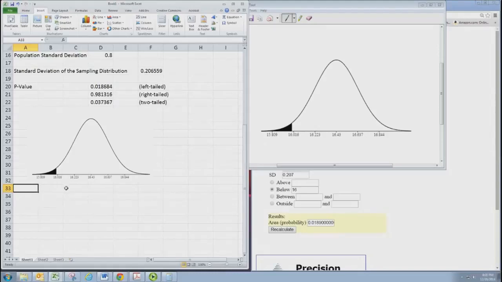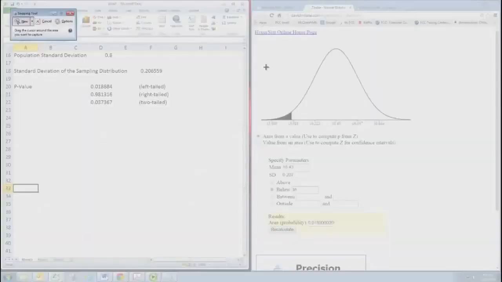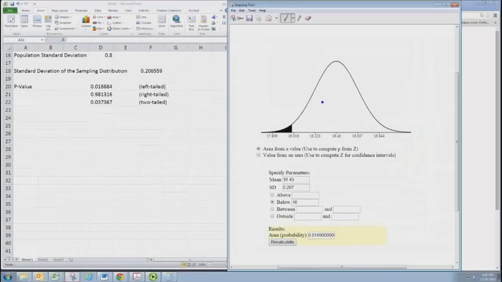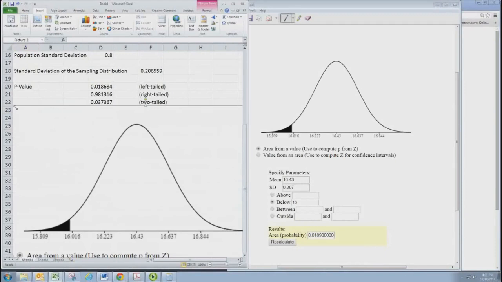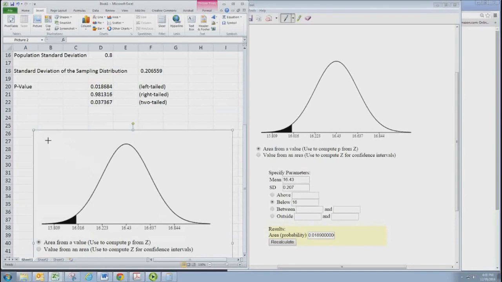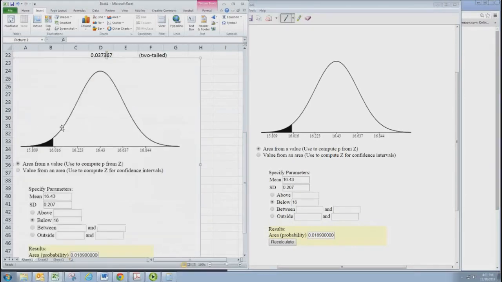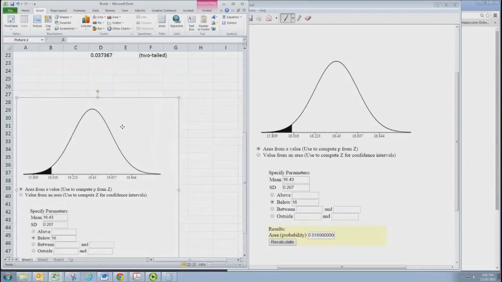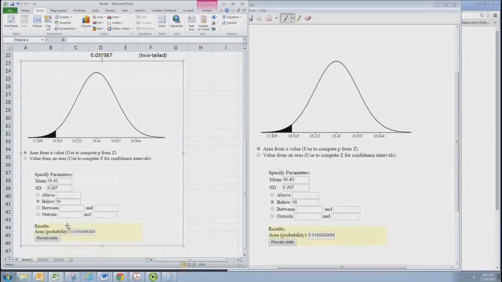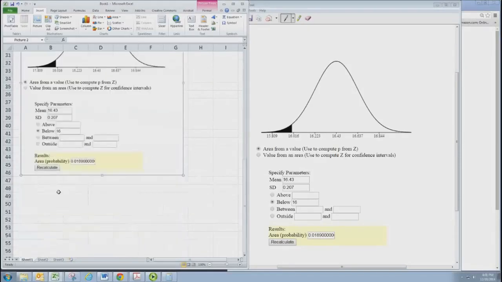Alright. Actually, you know what? To make this look right, let's just grab all this. That way, I will know if you did it right. So go ahead and just take a screenshot or a snip of the whole thing. That way somebody can easily check your work. So now we know it's the area below 16, and we know what that area is. And we can see that the correct mean and standard deviation are being used.